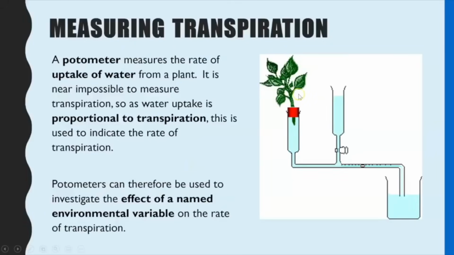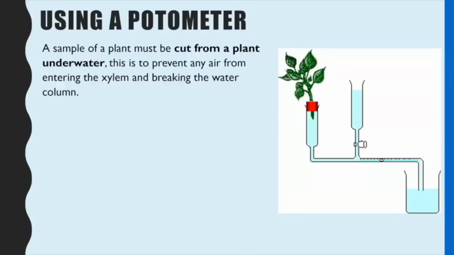The uses are, you could just use it to see the rate of transpiration for one particular plant and compare that to a different plant species. Or it could be the same plant, but looking at the effect of those 4 variables that we said have an impact. So light intensity, air movement, humidity, and temperature. So looking at how it's set up.